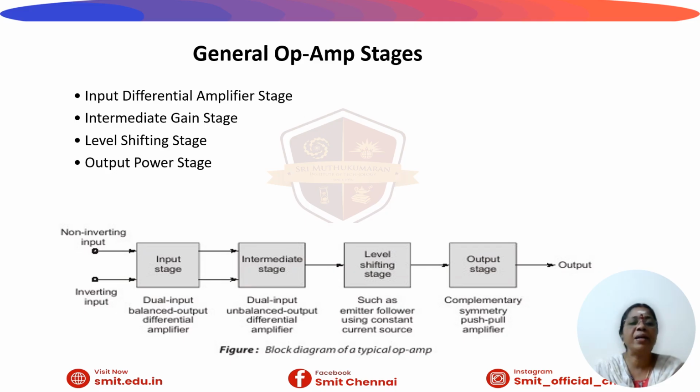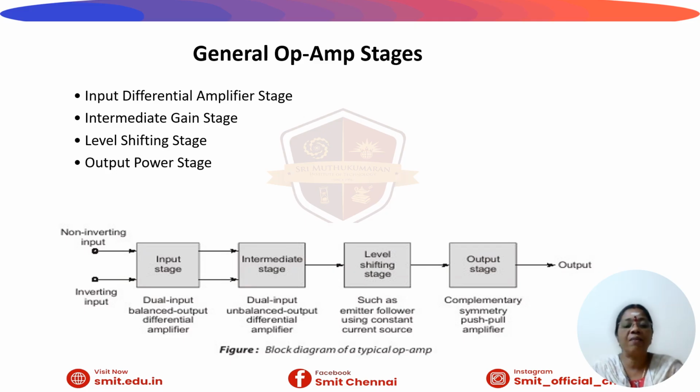Next block is the intermediate stage, which is a dual input and unbalanced output, that is single output, differential amplifier. It consists of one or more additional differential amplifiers or a common emitter or common source amplifier. Its purpose is to provide additional high voltage gain, as a single stage is often insufficient for ideal amplification.